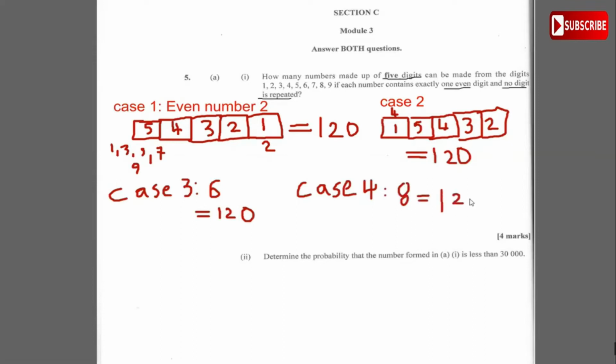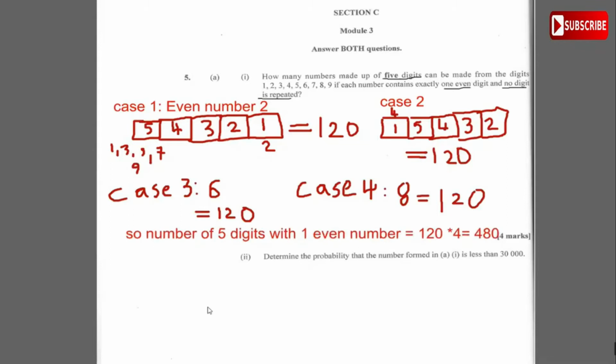So what does that mean? That means that adding up all of them is going to give us, the number of 5 digits with one even number is 120 times 4, which is, put that in my calculator, 120 times 4, 480. That's the number of 5-digit numbers that we can get with one even number and no digits being repeated.